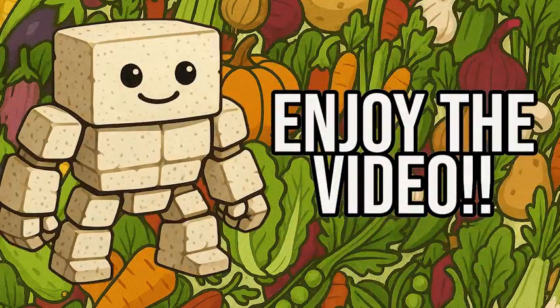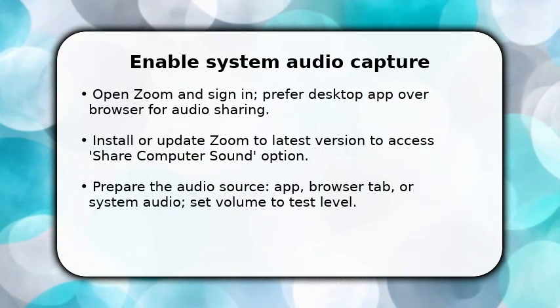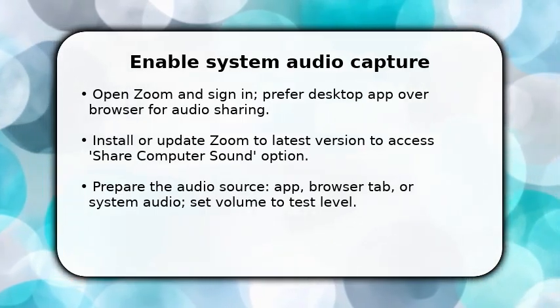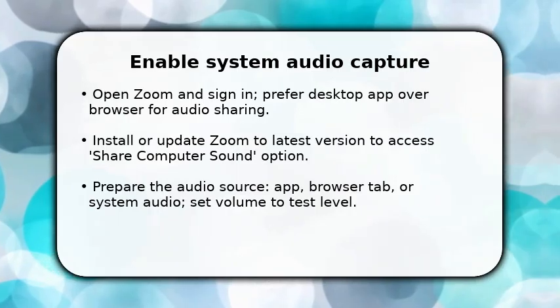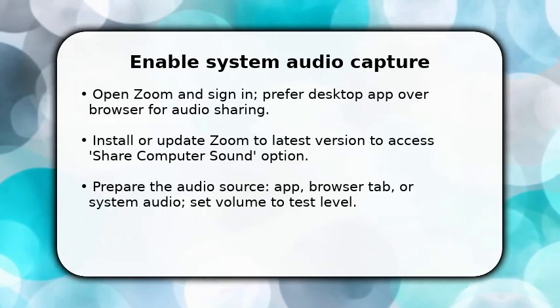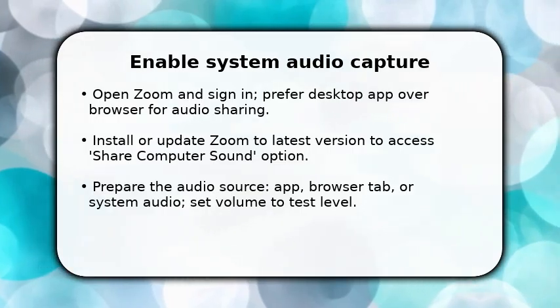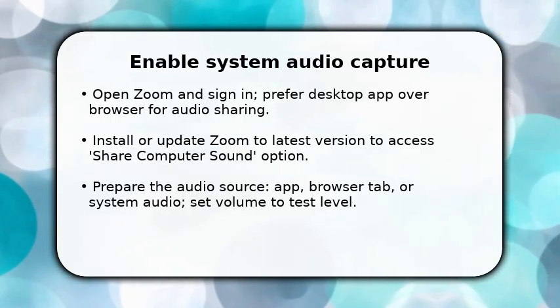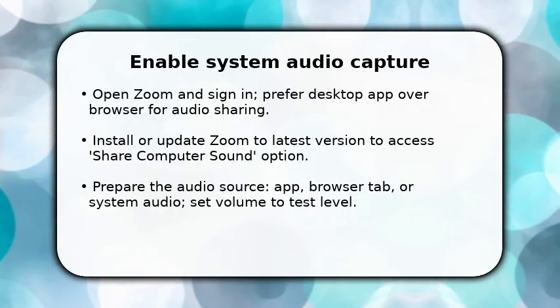You'll start by preparing both Zoom and the sound you want to share. Open the Zoom desktop app and confirm it's updated. Newer versions expose the Share Computer Sound toggle. Next, pick the audio source, a media player, browser tab, or system audio, and set a moderate volume so you can test without blasting participants.